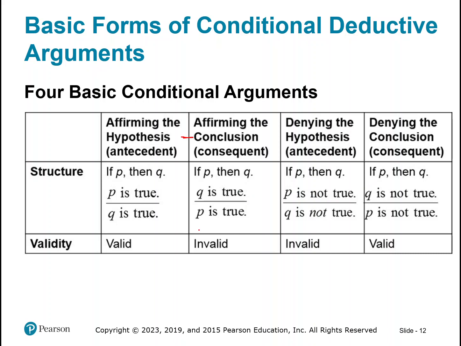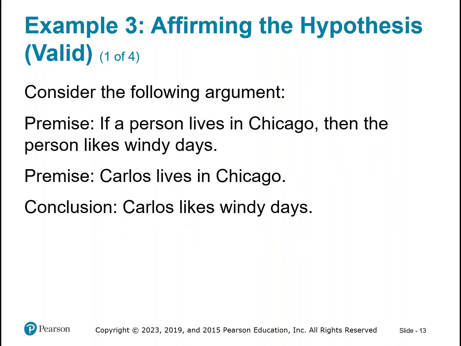So the first and the last have the same validity. If P then Q, Q is not true. Well, if Q is not true, then P could not have happened. That is valid. If P is true, Q has to be true because of the conditional statement. If P then Q and Q is not true, then P is not true either. These are valid because they have the same type of reason for validity.